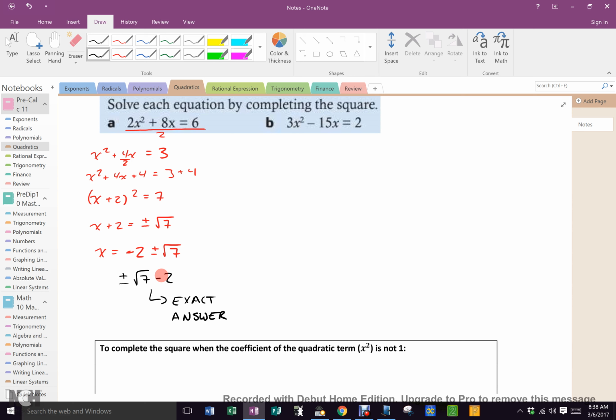Everybody understands all these steps, right? There's nothing new here. Factor, complete the square, that's new. Add to both sides, factor, and everybody understands that this is giving us two answers, correct? Does everybody get that step? One of these answers is the square root of 7 minus 2. The other one of these answers is negative square root of 7 minus 2.